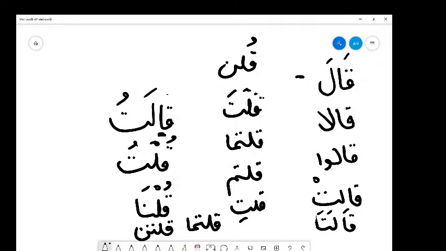So qala, qala, qalu, qalat, qalata. These are the only ones that have qala. The rest of them, qul. So qulna, qulta, qultuma, qultum, qulti, qultuma, qultunna, and then qultu, qulna. And then obviously this is wrong.